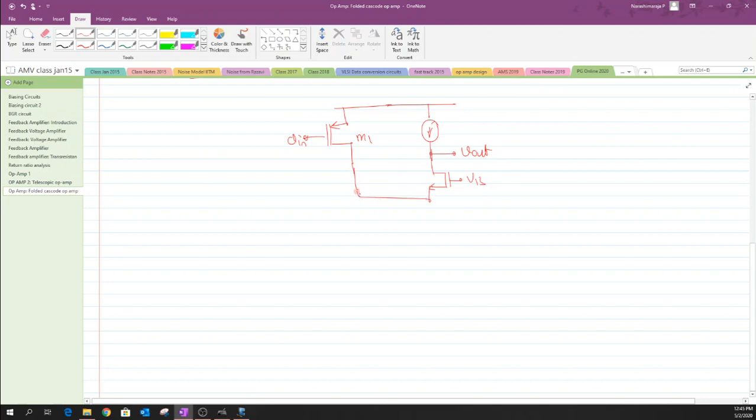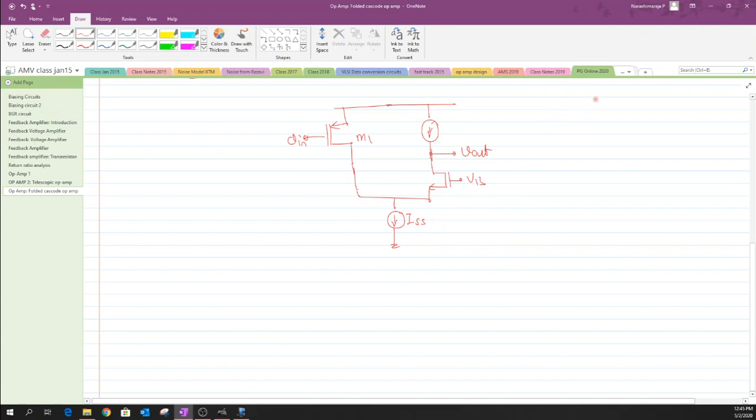And in order to bias this structure, we had added an extra current source, which is known as the tail current source, and this is the structure that we had for what is known as a folded up cascode configuration.